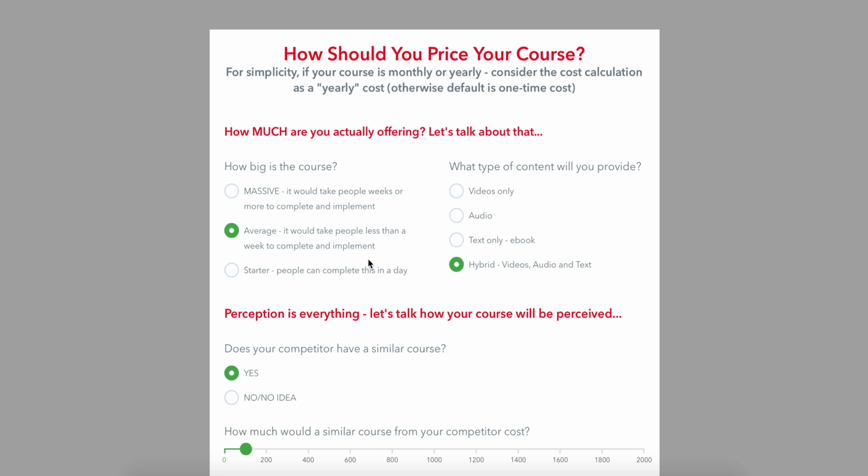So, how should you price your course? For simplicity, if your course is monthly or yearly, consider the cost calculation as a yearly cost. Otherwise, default is a one-time cost. So take a look at that and break out the price if you're doing a monthly charge, and consider the normal amount of months somebody is going to spend in your course before they turn over. If people typically come into your membership and leave in 3 to 6 months, take the course price that's given here and divide it by 3 or 6.